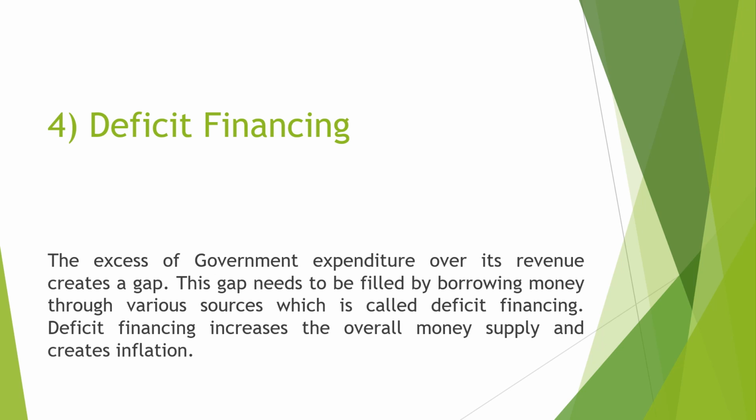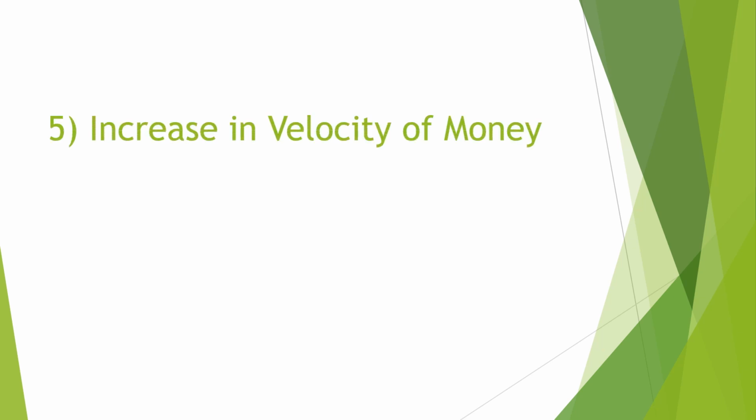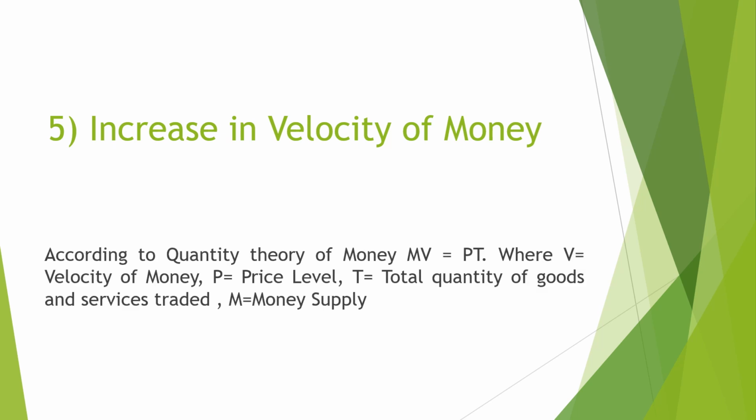So what happens because of deficit financing? Deficit financing increases the overall money supply in the economy, and this increase in money supply comes with an increase in velocity of money. Now you must be knowing the quantity theory of money, in which we have MV equals PT, where V stands for the velocity of money.